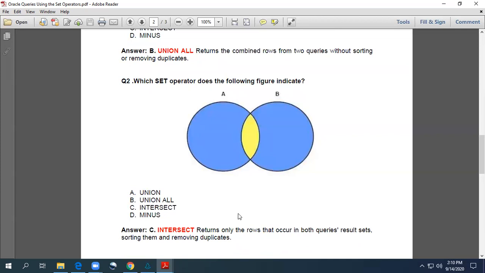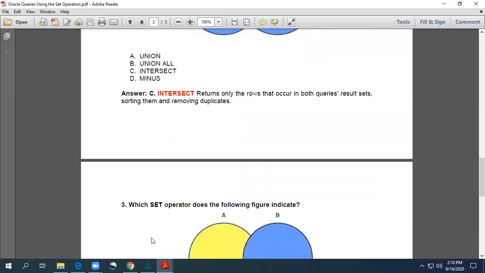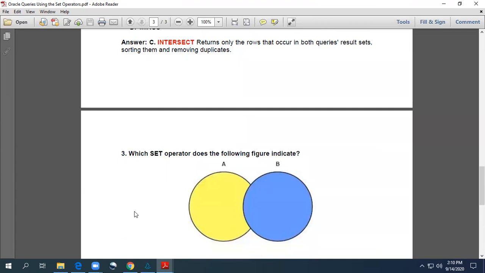And also you might know that it's sorting the result and removing the duplicates. Intersect returns only the rows that occur in both the queries' result sets, sorting them and removing the duplicates here. Then again, here is my question: which set operator does the following figure indicate?